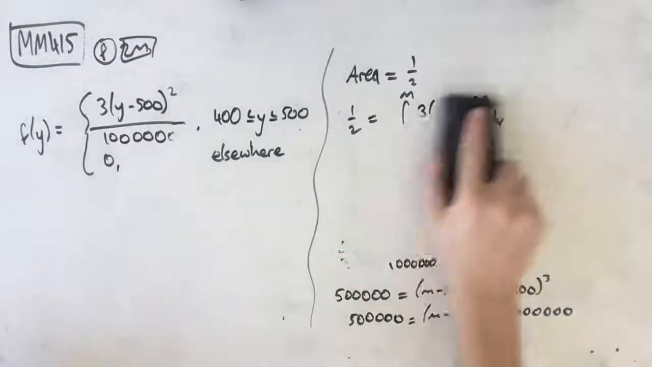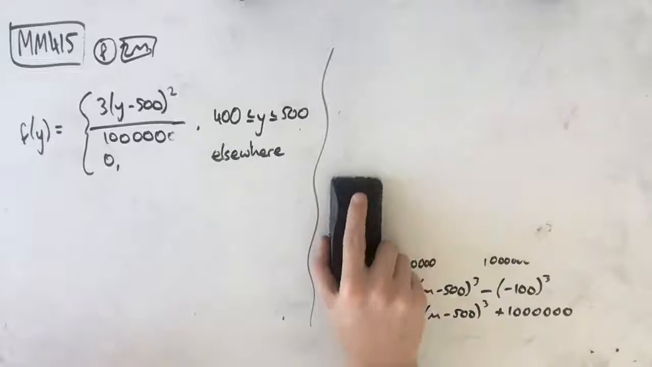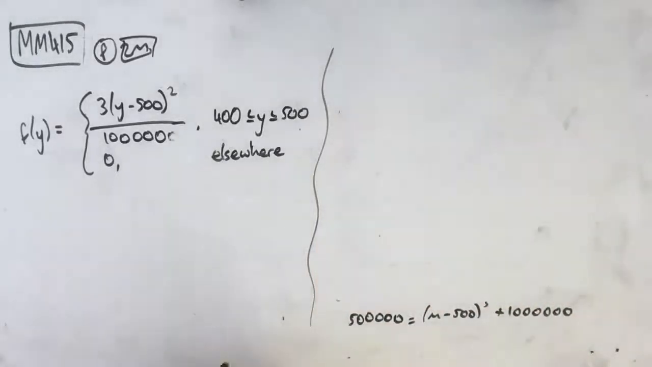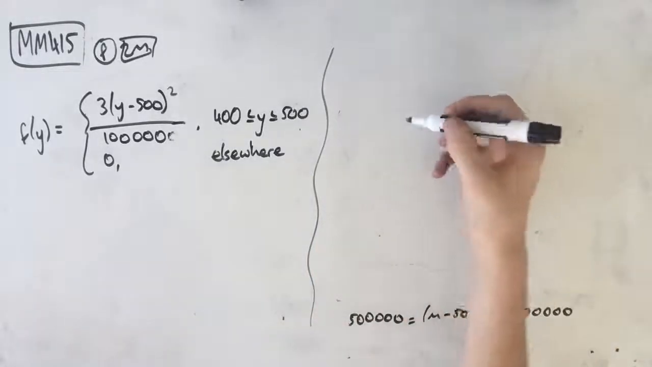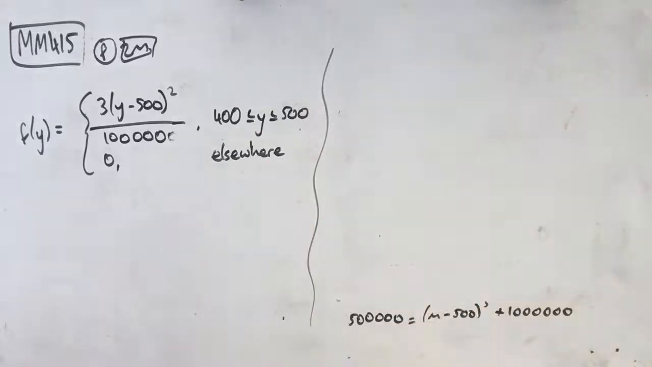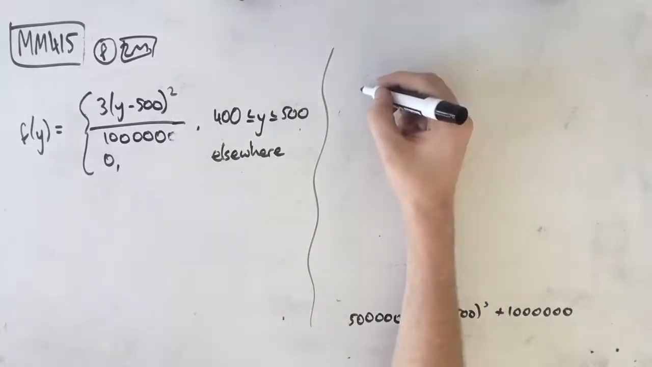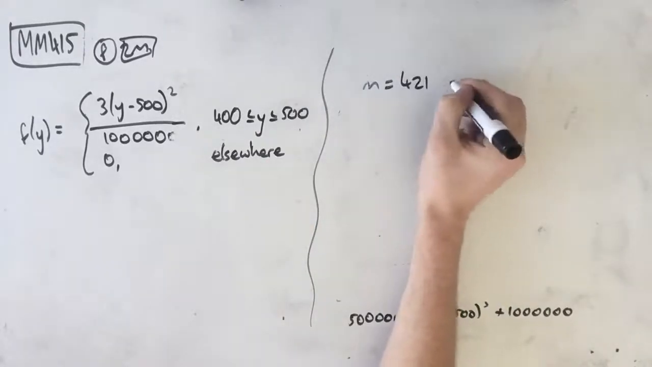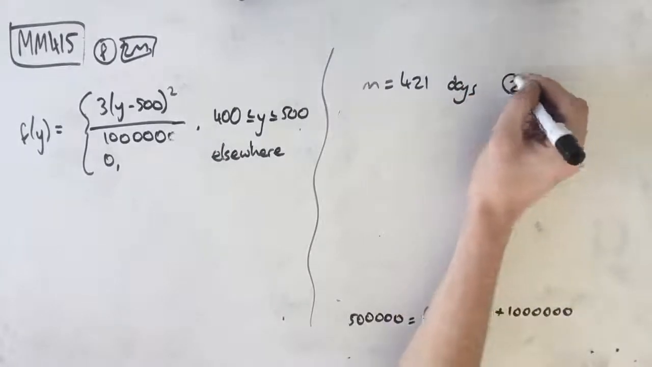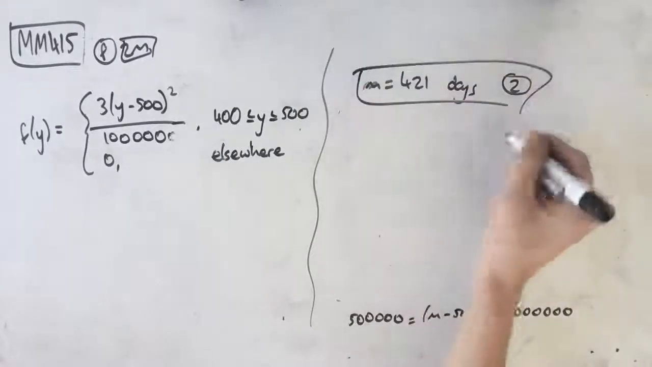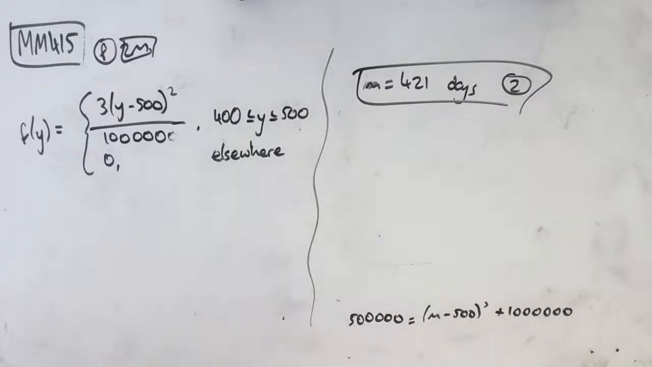Awesome. Now I know these are big numbers, but we just have to deal with them. So then solving for m, we can rearrange this, and what we get is m equals 421 days, which is our second and final mark for this question, guys, and that wraps up that whole question.